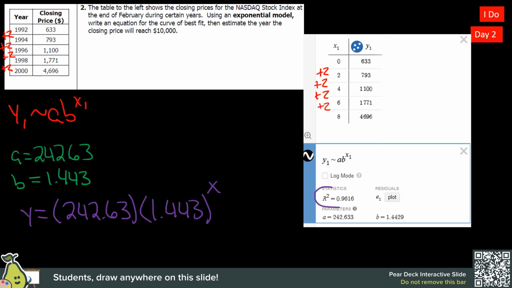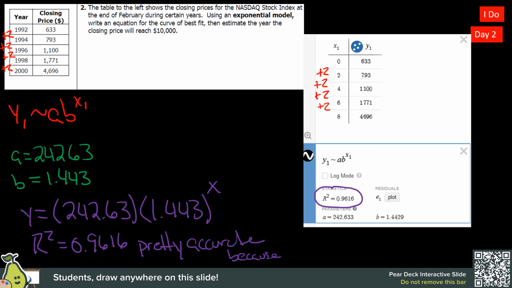And what's important is this is pretty accurate. R squared is equal to 0.9616, which is pretty accurate because it's close to 1. Okay, so this is nothing that you guys haven't done already. What's important to understand, though, again, is with the years, you don't put 1992, 1994, 1996, you put 0, 2, 4, 6. Okay, let's go ahead and look at your problem.